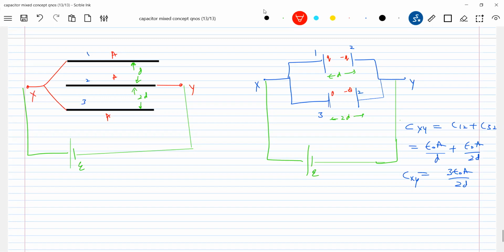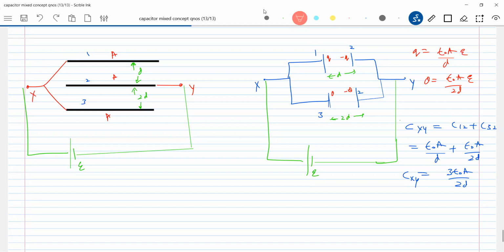So what is the charge? Q should be equal to epsilon naught A by d into E. And this should be equal to epsilon naught A by 2d into E. Now what is the net charge of plate 2? Should be some value, and the charge on plates 1 and 3 will be different. So they may trouble you with any of these questions. Further they may ask you charge.